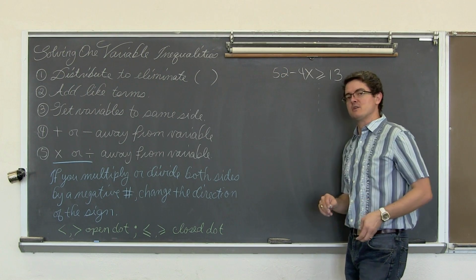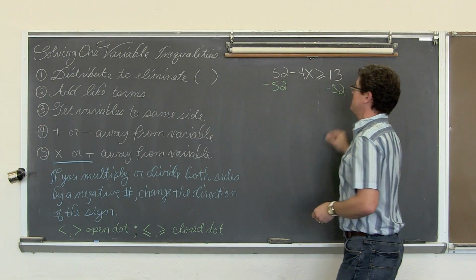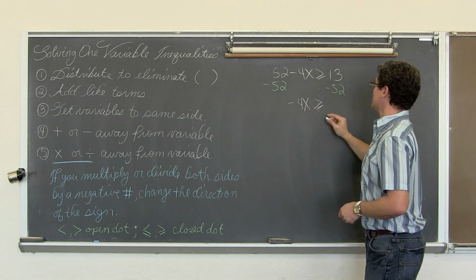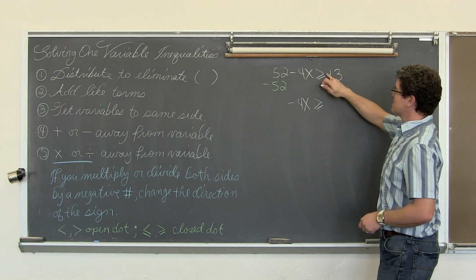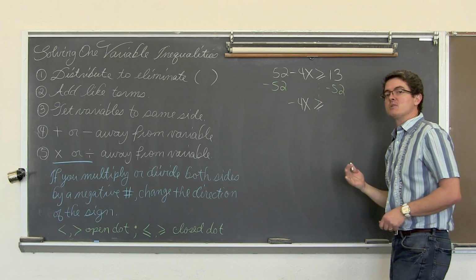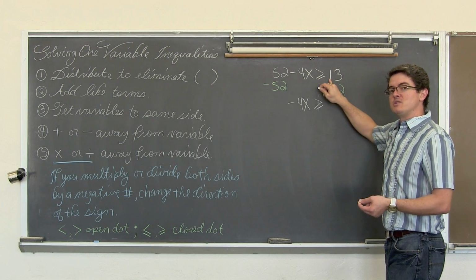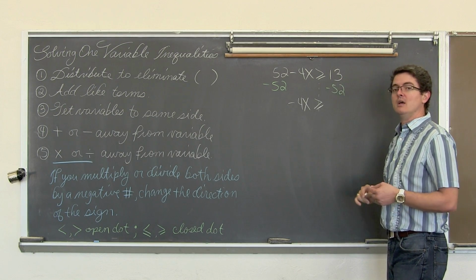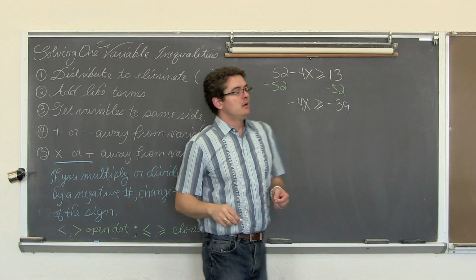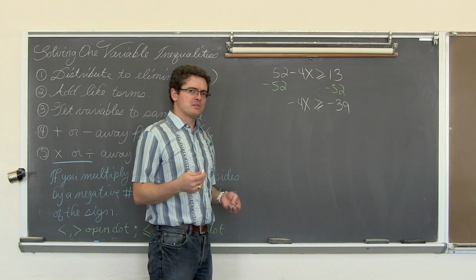So to get rid of the positive 52, I'm going to subtract both sides by 52 and get negative 4x is greater than or equal to, okay, now this is a positive number and this is a negative number. So we're going to subtract and keep the sign of the largest number. 52 minus 10 is 42, and 42 minus 3 is 39. So it's going to be negative 39, keeping the sign of the larger number, at least in absolute value terms.